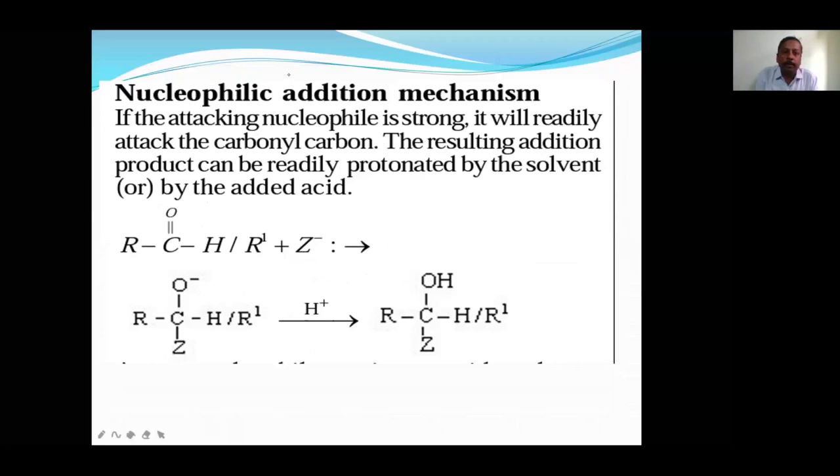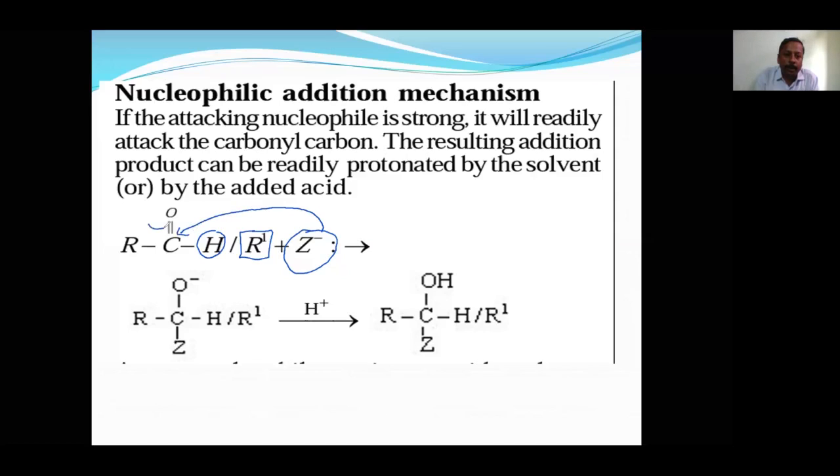Nucleophilic addition mechanism. That is what I told you now. Here, nucleophile means it can have negative charge, it can have lone pair or both. But at least negative charge must be there or lone pair must be there. Now, when it approaches it, if it is aldehyde, then it will be hydrogen. If it is ketone, then it will be R dash. So Z dash, the nucleophile, will attack where? Just now I told you it will attack on the carbon.